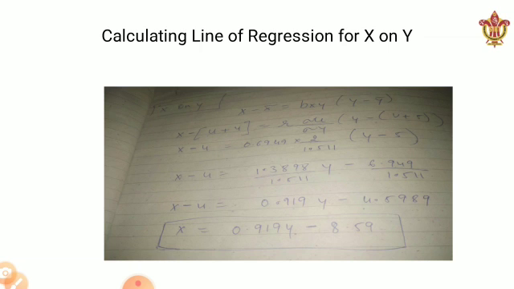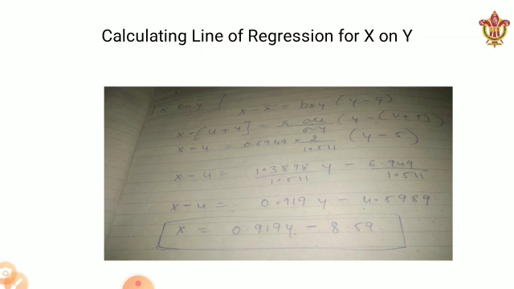Similarly, you have to calculate the line of regression for y on x also. The formula will be exactly opposite. The formula will be y minus y bar equal to byx in bracket x minus x bar, because it is y on x. So you need to put all the values which we have calculated in our previous steps. By substituting all the values, you will find the equation for the line of regression for y on x.